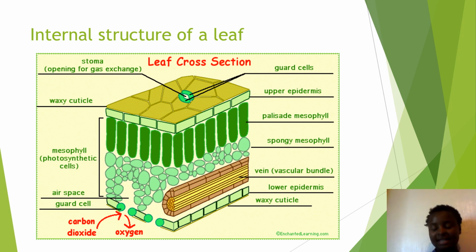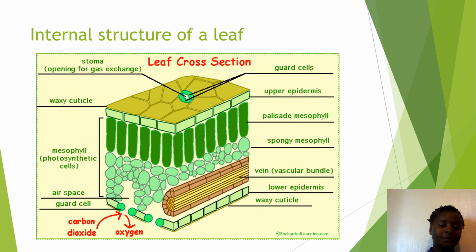Also, in this spongy mesophyll, we have the vascular bundles. These vascular bundles have the vein which carries water, which we call the xylem, and we have the phloem that carries the product of photosynthesis, which is glucose, right? So the phloem carries the glucose to all parts of the plant where it is required, and also to the storage organs. And the xylem carries water. Remember, water is a necessity during photosynthesis, right?